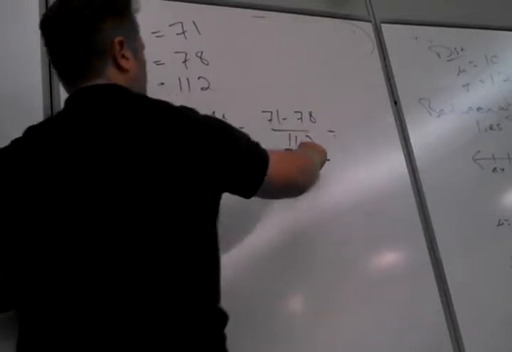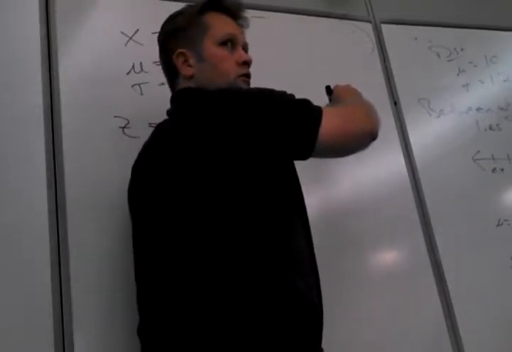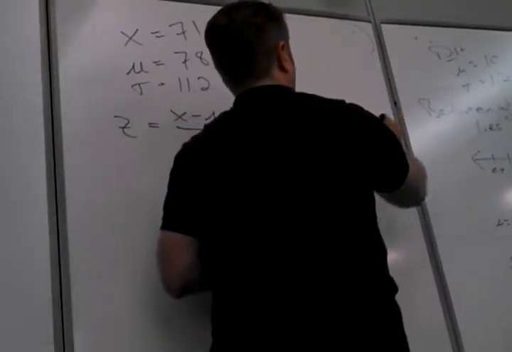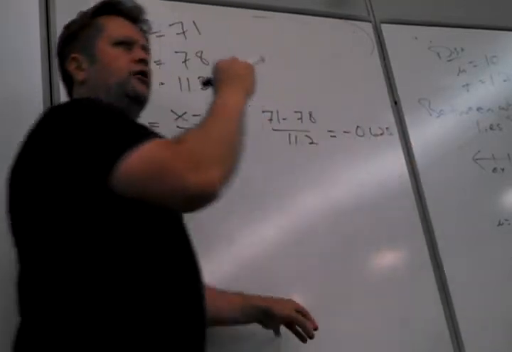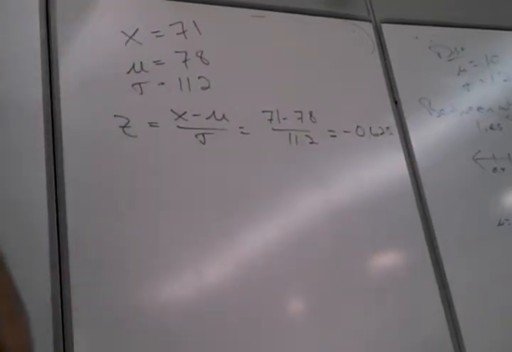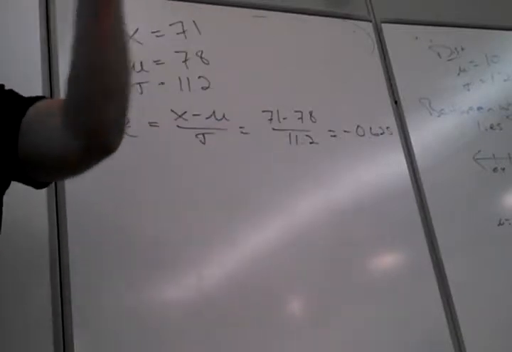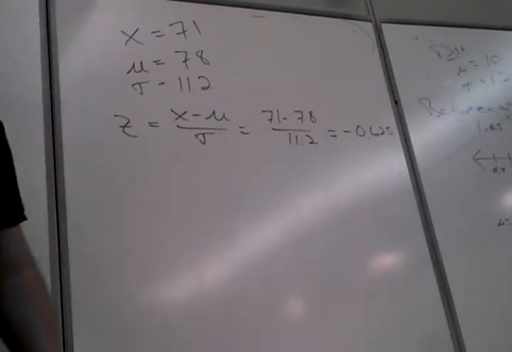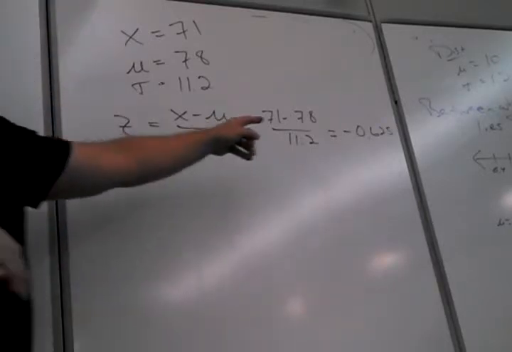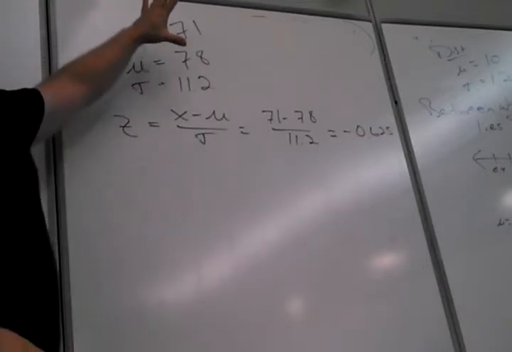So what do you get here? Negative 7 divided by 11.2 is negative 0.625. And I'll tell you this, later we're going to use a table where we can only use z-scores out to 2 decimal places. So I might round z-scores to 2, and that's why. So this tells me that this person made below the average, right?